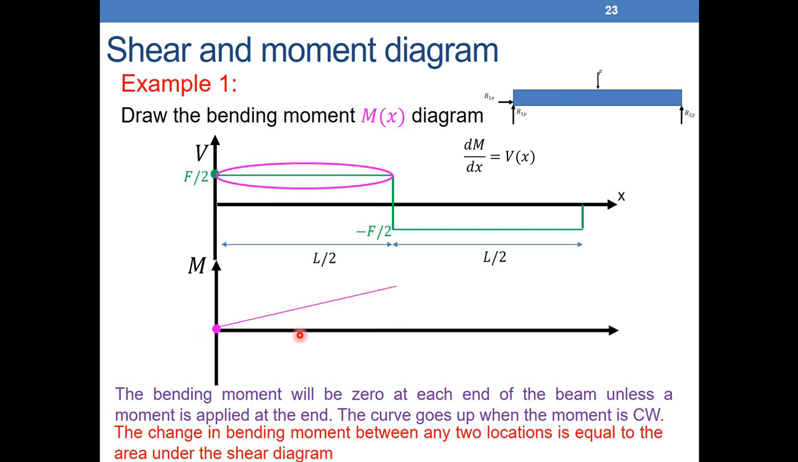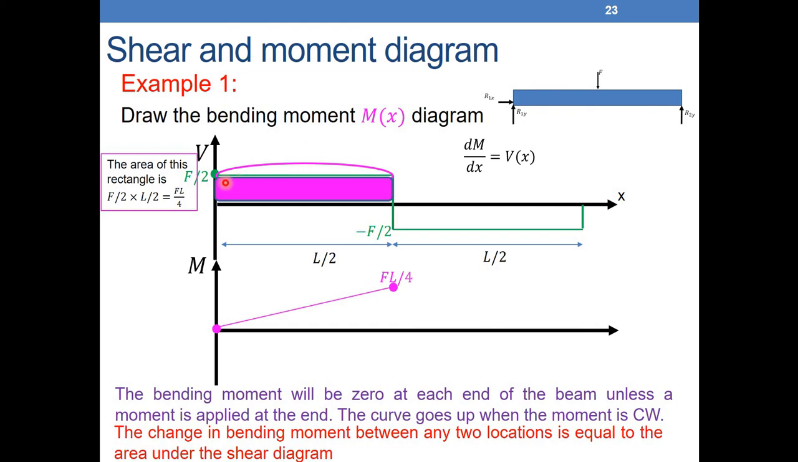What's written here is that the change in bending moment between this point and this point is equal to the area under the shear diagram. So between 0 and L over 2, what is the shear diagram? This is the shear diagram, between this point and this point. What is the area under the shear diagram between 0 and L over 2? It's the area of this rectangle here.